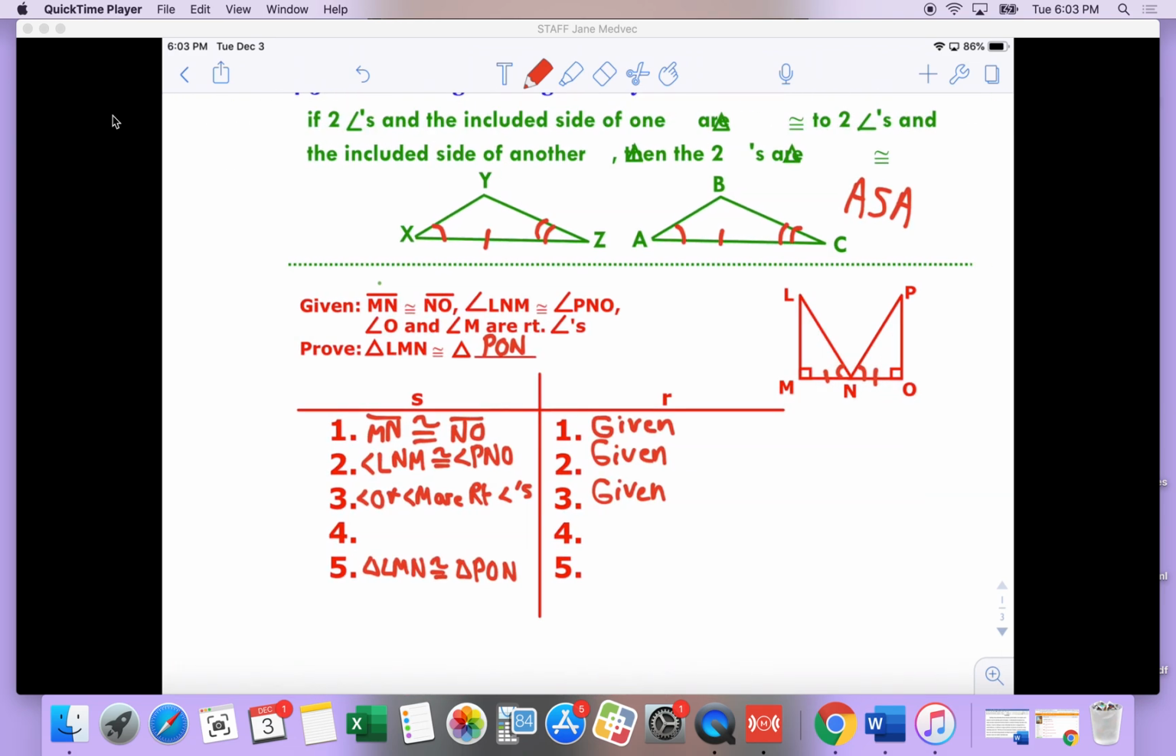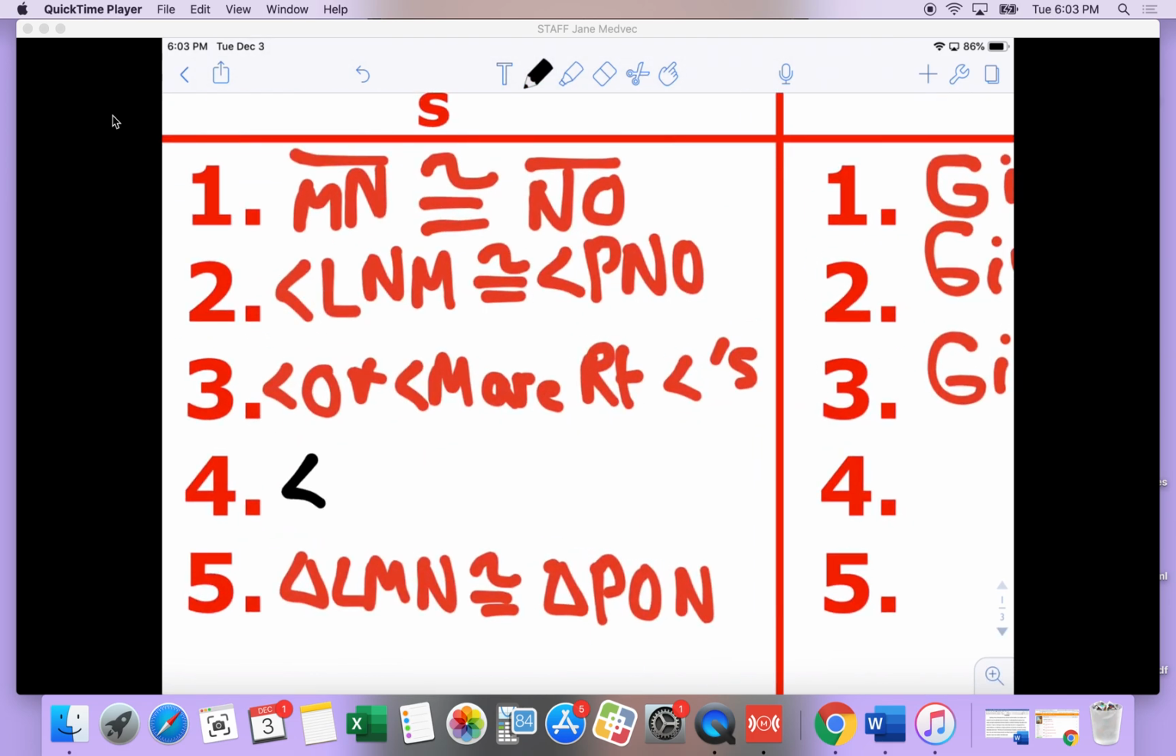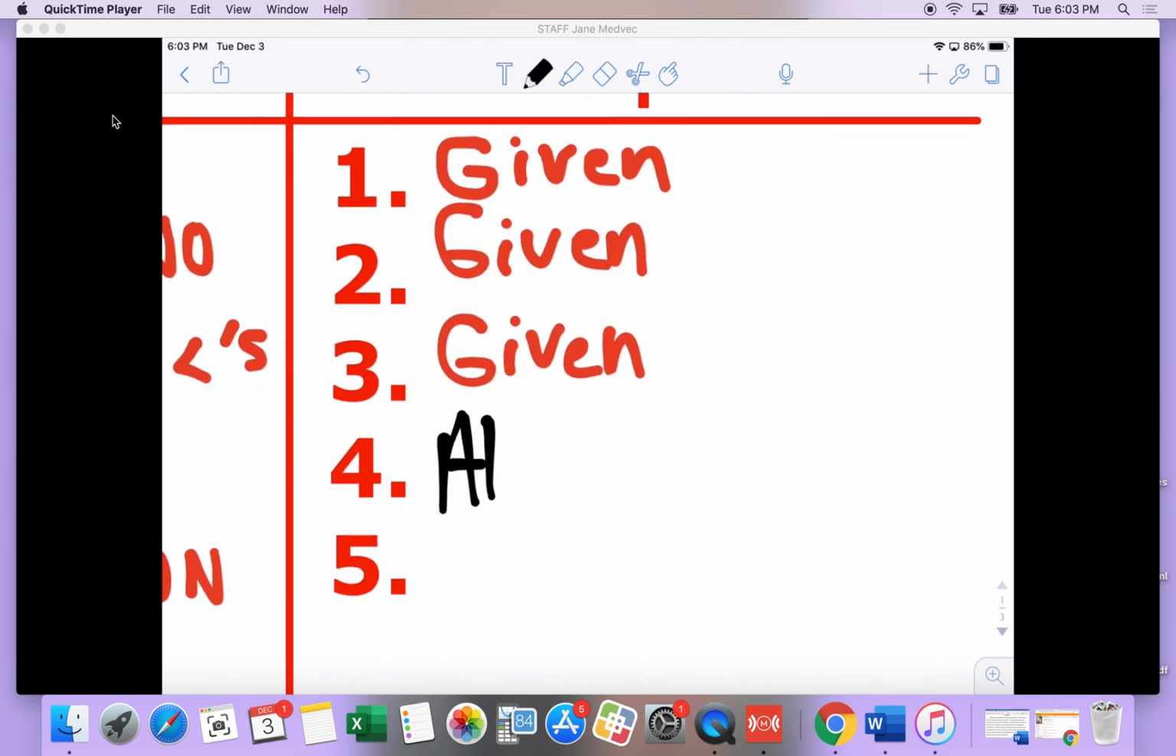All right. So based on my picture right now, I have a side and I have an angle. But the right angles don't do much for me. Now, normally if I have right angles, I go right away into the HL, but you're going to notice that my hypotenuses, which are here and here, are not congruent and they are not touching. So that really doesn't do much for me. But what I can do is I know that they are right angles. So I'm going to come in here and go angle O is congruent to angle M, and I'm going to write all right angles congruent.